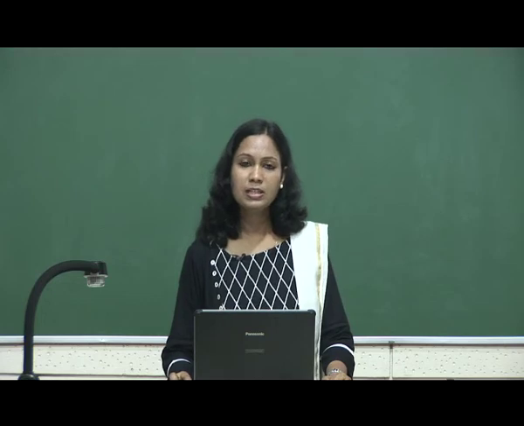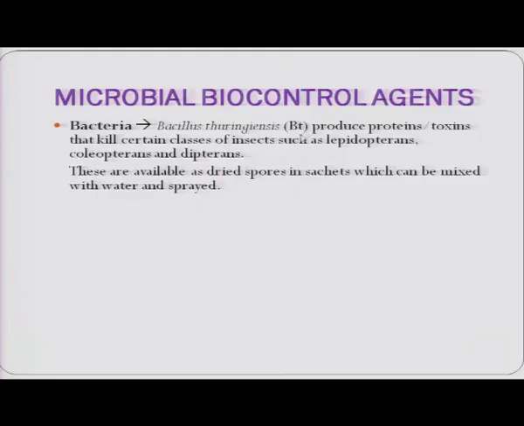So, these Bt, Bacillus thuringiensis, toxins or proteins are available in the market as dried spores in sachets, which can be mixed with water and then sprayed over the plants. When we spray this, all the insects which belong to these classes, lepidopterans, coleopterans and dipterans, will keep away from the plant and will not infest it.